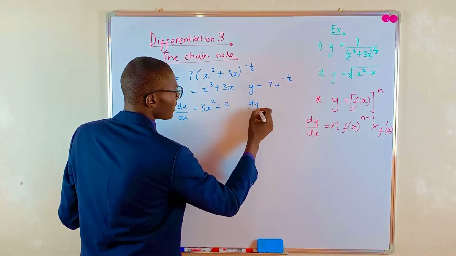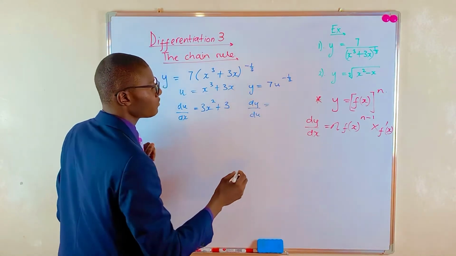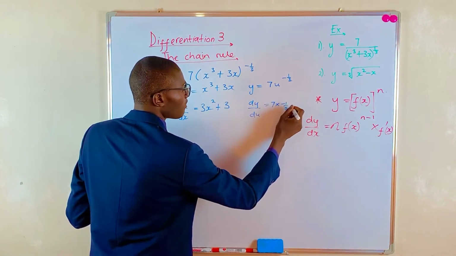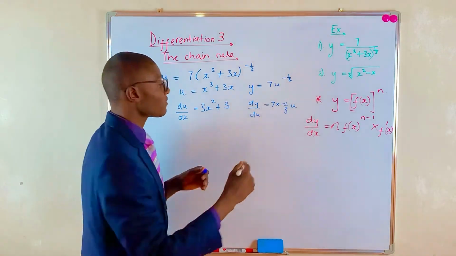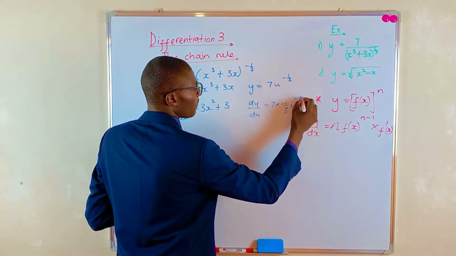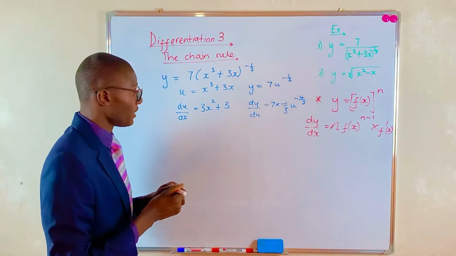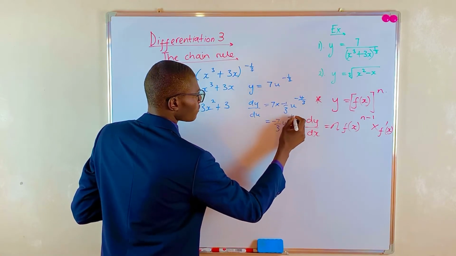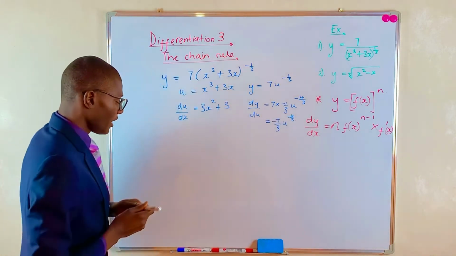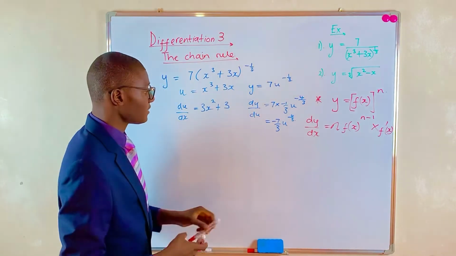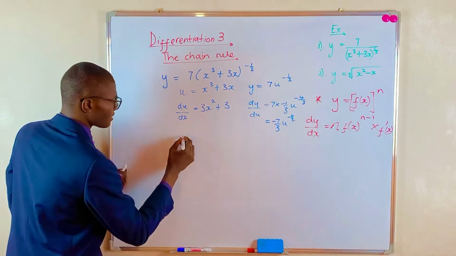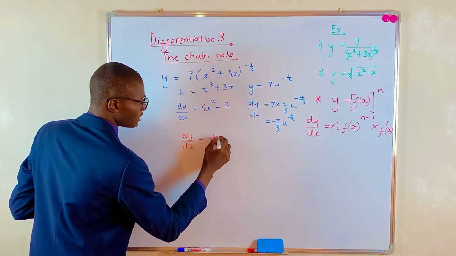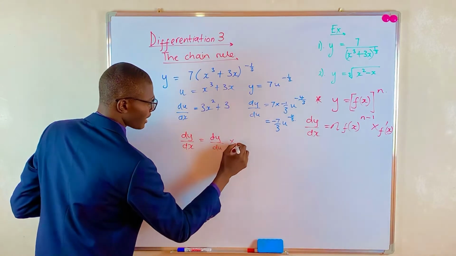Then dy/du shall be equal to 7 times, dropping the power of minus 1/3, multiplying by u, then subtracting 1 from the power of minus 1/3 that is already there, you get minus 4 over 3, to the power of minus 4 over 3. And we further simplify this to get minus 7 over 3, u to the power of minus 4 over 3. And then we said the chain rule states that dy/dx is equal to dy/du times du/dx.